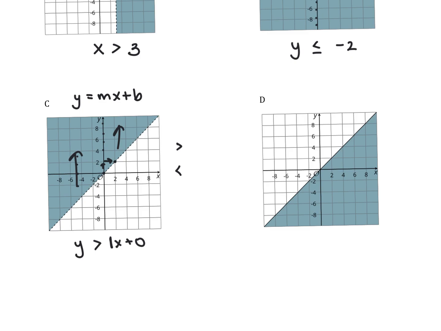Our last one has the same equation as before, the same slope, the same y-intercept. The part that's different is the part of the graph that's shaded in. Because this is an inequality, I know it's not going to be equal to. This time we have a solid line, so it's either less than or equal to or greater than or equal to. The part of the graph that is shaded is the part below the line. When I think below the line, I'm going to think less than or equal to.